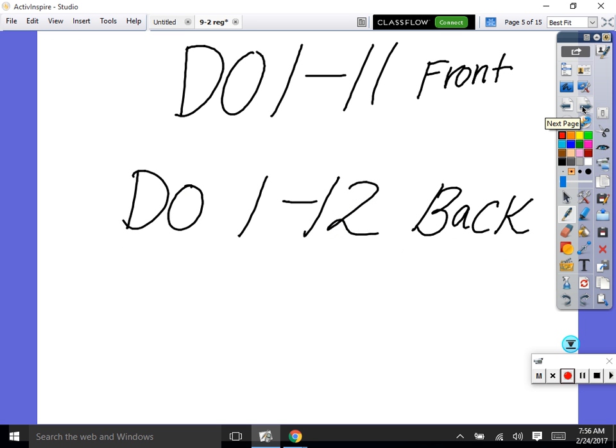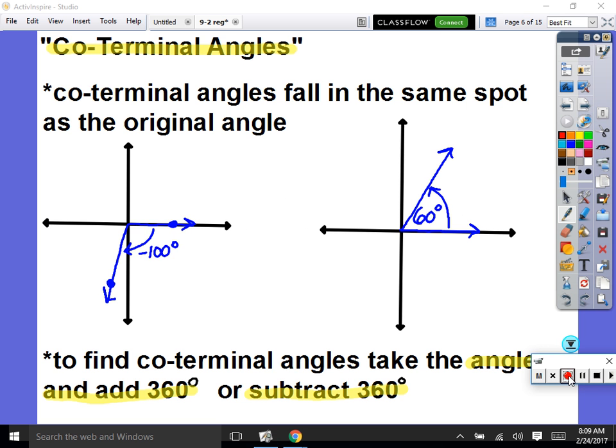So you're going to do now 1 through 11 on the front, and then you're going to do 1 through 12 on the back page. So start on the front, finish up 1 through 11, then jump to the back page, which is just the back worksheet, which says classwork, and do 1 through 12. Go for it. And I can come around and start helping and checking.